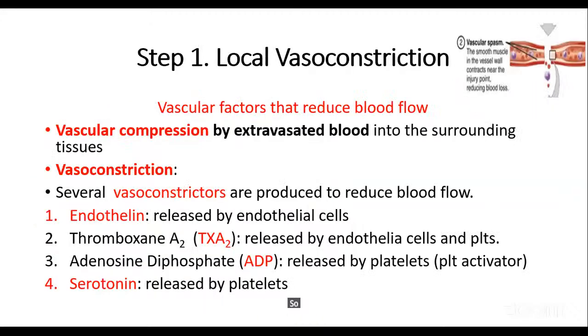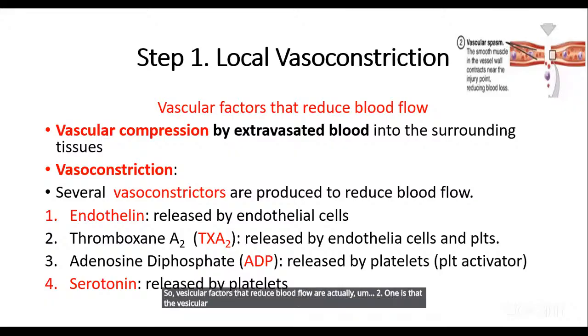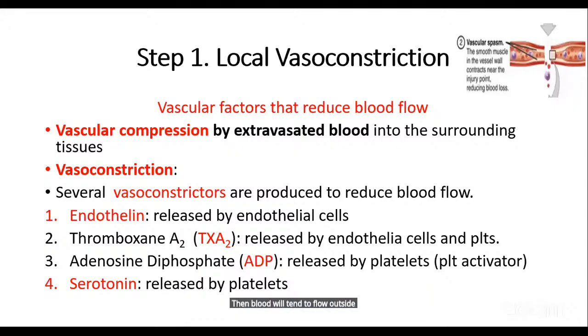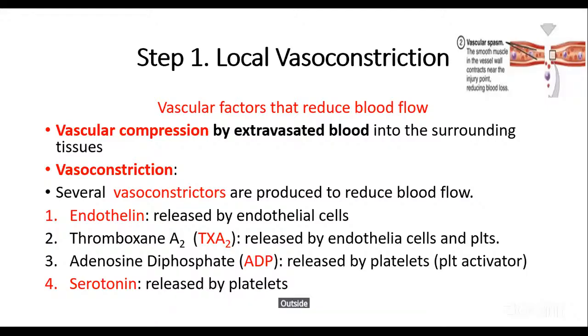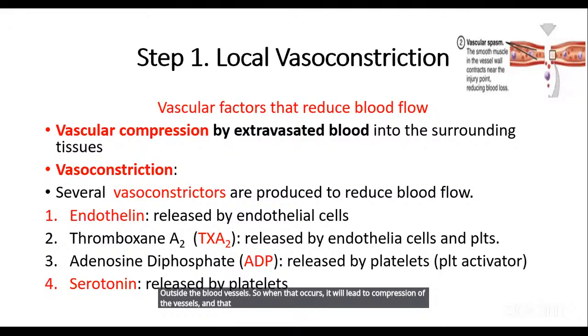So vascular factors that reduce blood flow are actually two. One is that vascular compression takes place, and this is by the extravasated blood into the surrounding tissues. We understand that when a vessel is ruptured, blood will tend to flow outside the circulatory system, and of course, occupy the space outside the blood vessels. When that occurs, it will lead to compression of the vessels, and that ultimately reduces blood flow.